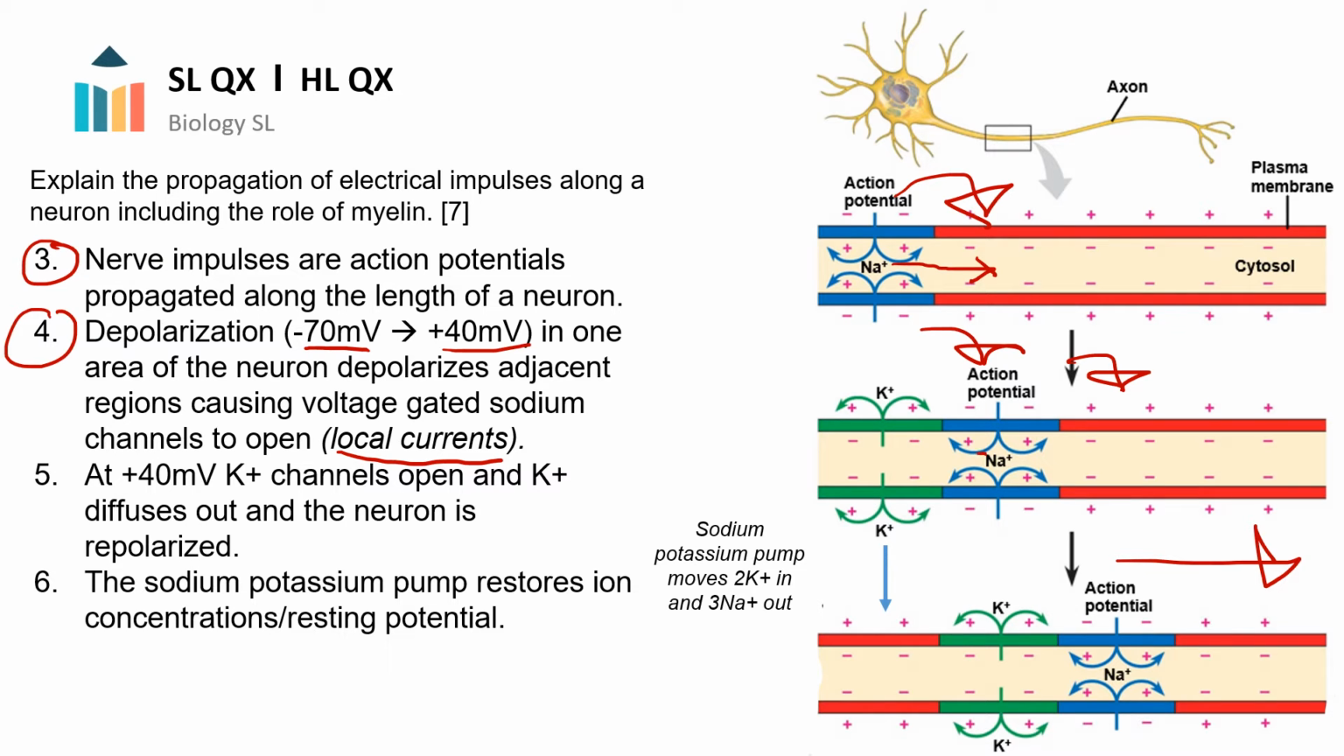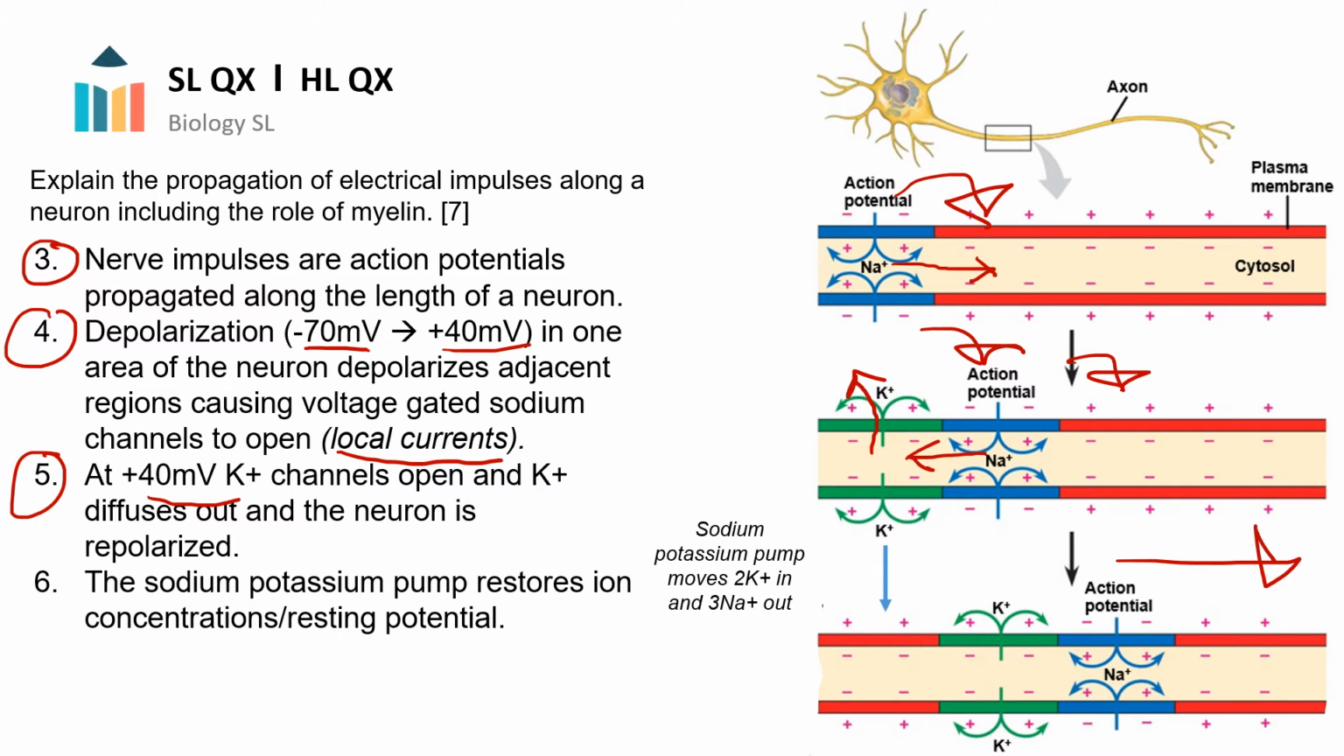Why does it not diffuse laterally backwards? I'll explain that in a moment. So after depolarization occurs, the interior is positive. So at positive 40 millivolts, potassium channels open, and potassium is going to diffuse out of the neuron, and that is going to repolarize the neuron.